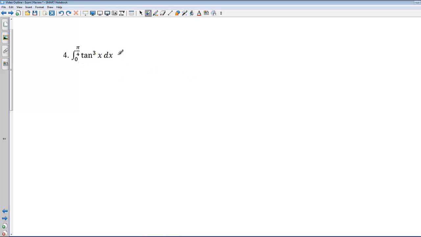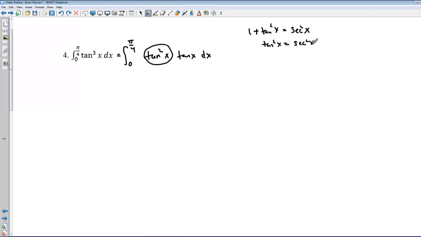It's a trig integral, and the idea is that we can't integrate a tan cubed x, but what we could do is think of this as being tan squared of x times tan of x dx, and we could get rid of this tan squared of x with an identity. So we have this identity, 1 plus tan squared x is equal to secant squared x. Now, I'm not sure if this is going to do anything or not, but it's something that I can do, and so when I do that, we'll see what happens. So this is equal to secant squared x minus 1.